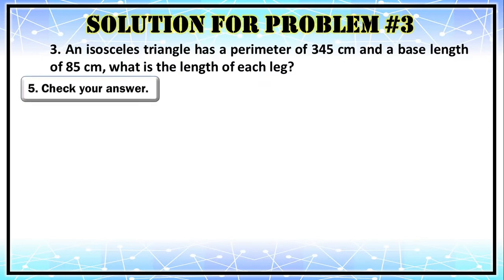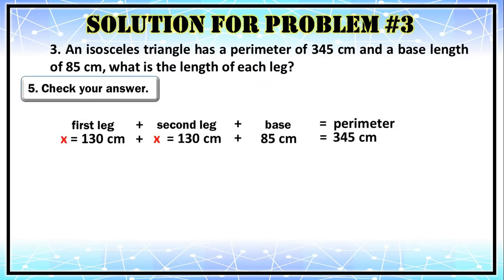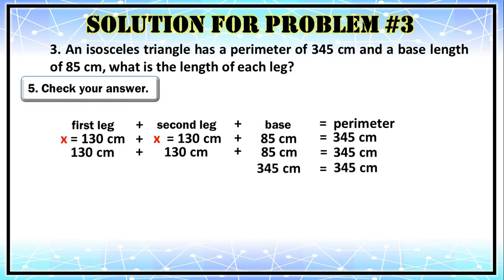Step number 5 is to check our answer. So we have our equation: 130 plus 130 plus 85 equals 345. And then 345 is equal to 345. And that is true. Therefore, our answer is correct.